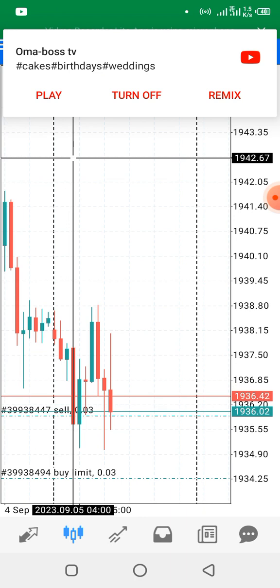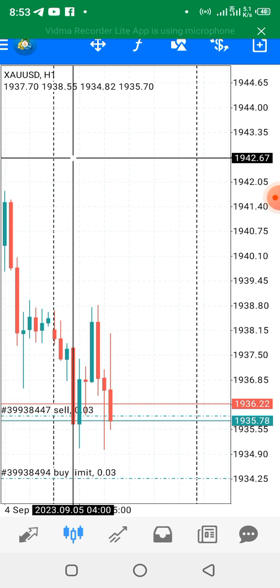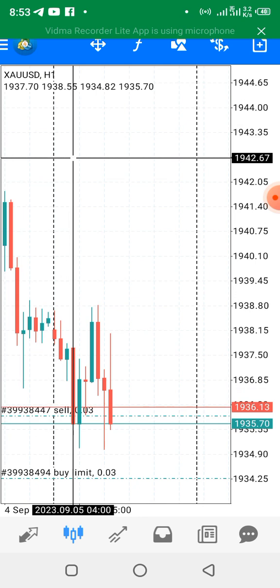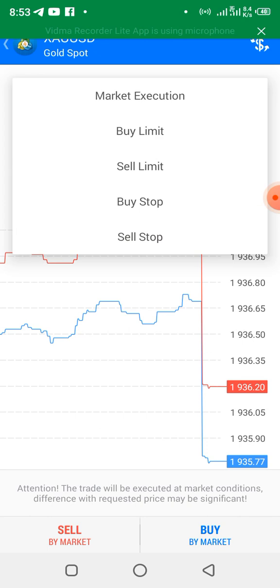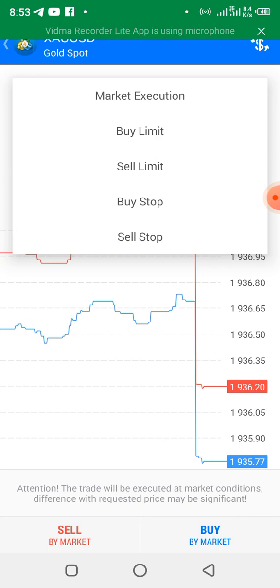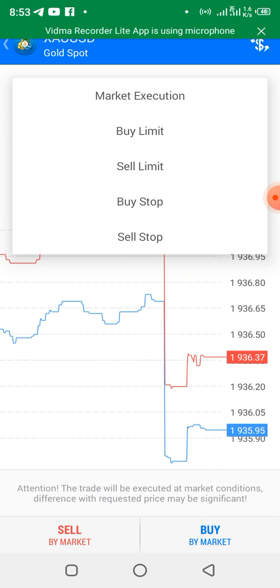Right? Okay, so let us go to buy stop. Are we together? I think that should be the next. We have done sell limit and buy limit.